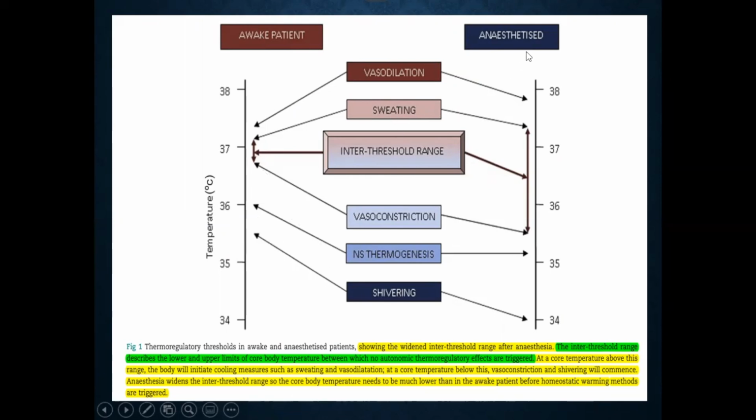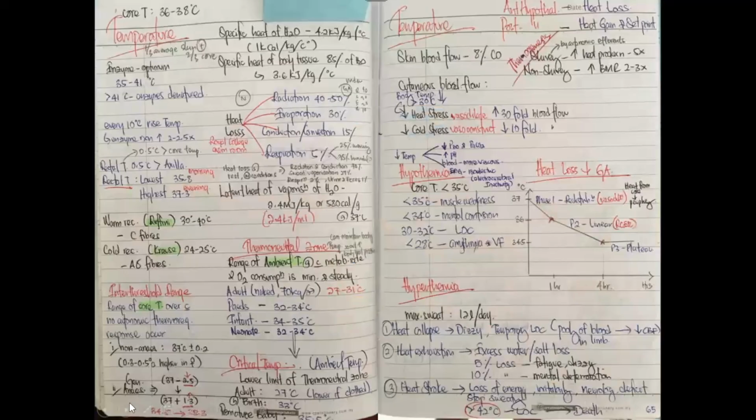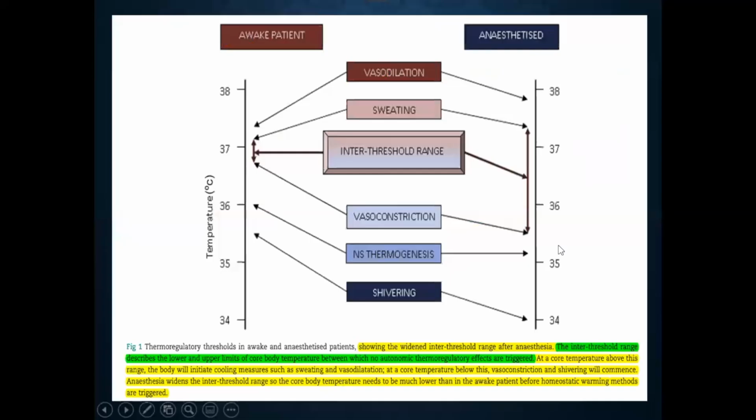But compare with the patient who is anesthetized. For sweating to occur, the patient has to go up to 37.5, and for vasodilatation to occur, the patient almost has to reach 37.8. So this is the difference. We go back again to this: the range is 34.5 to 38.3. Here, in a hypothermic patient, vasoconstriction occurs only at 35.5, whereas here at 36.8 vasoconstriction already occurs. Then at 35, non-shivering thermogenesis, and you have to wait until 34 for shivering thermogenesis to occur.